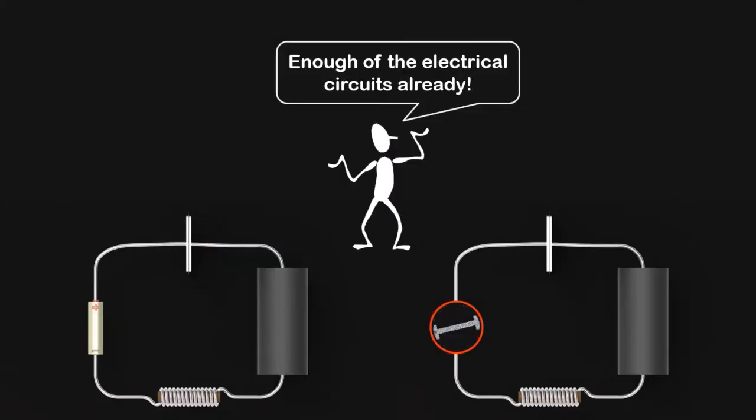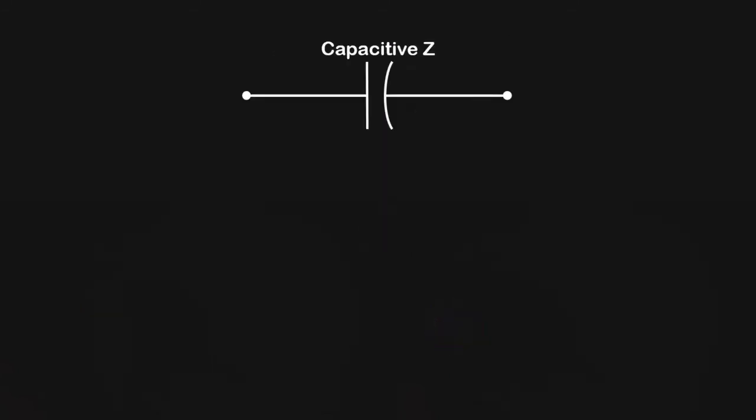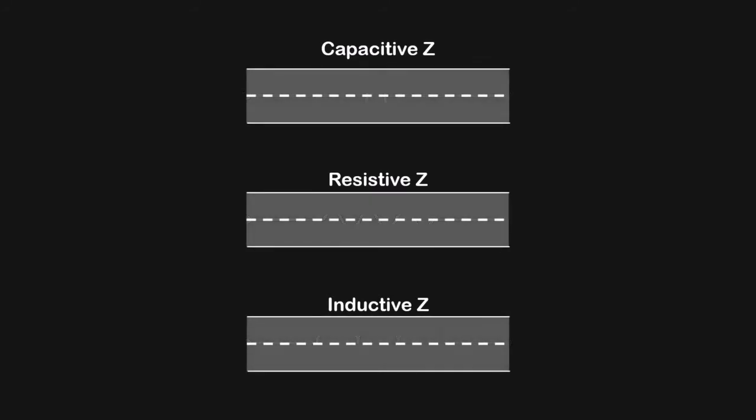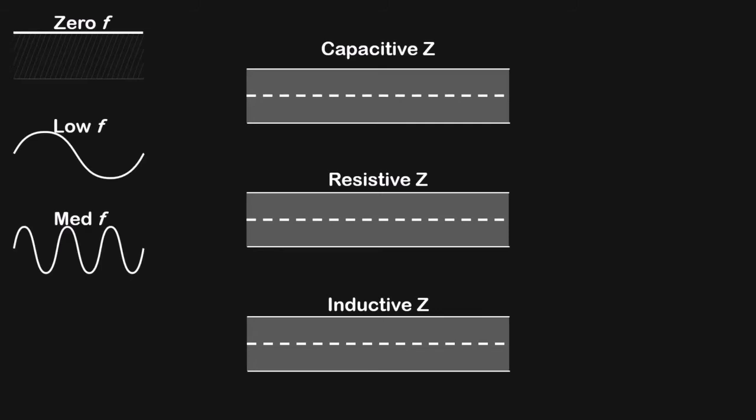Enough of the electrical circuits already, right? Let's back up and contemplate an alternative way to consider the frequency responses of the three different components of impedance. So we have the capacitive, resistive, and inductive components of impedance. Let's imagine there are three separate highways, and we have four different frequencies that need to travel down the highway to get from the left to the right, including zero frequency, low frequency, medium frequency, and high frequency.